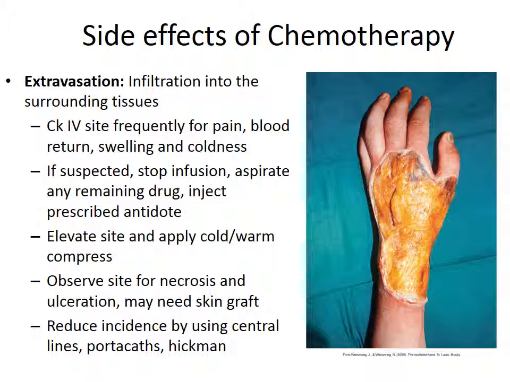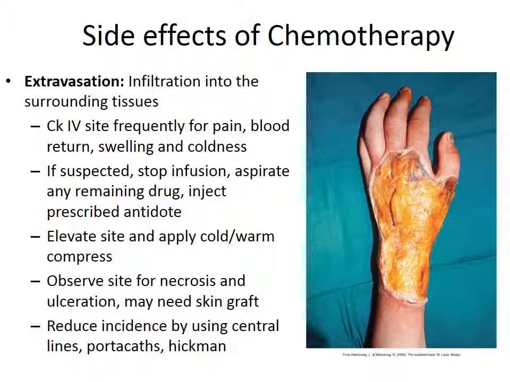It's important to elevate the site, apply cold and warm compresses, and observe the site for necrosis and ulceration, as these patients may need a skin graft. Incidentally also, if a central line, a portacath, or a Hickman is used, then aspiration of blood through the line prior to administration of the chemo is crucial, as you need to make sure that the line is still in the appropriate area. If the line doesn't flush appropriately, then the physician needs to be notified and an alternate route of chemotherapy administration needs to be utilized.